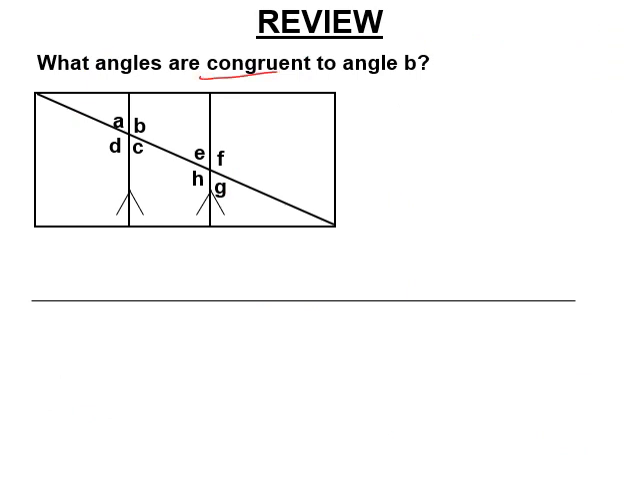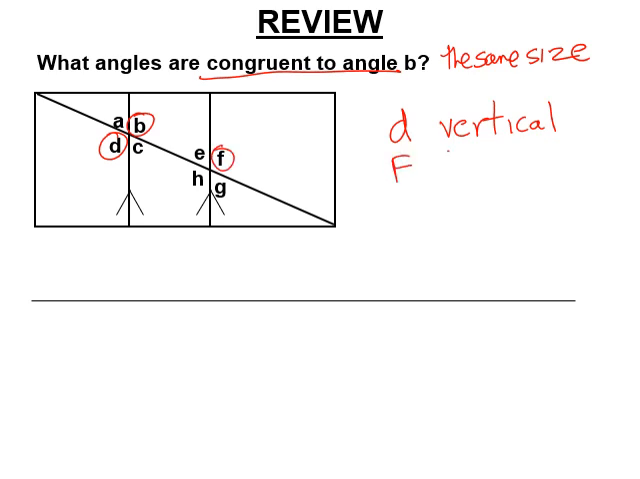So what angles are congruent to angle B? That means the same size, right? So B is there. Well, D is the same size because it's vertical. And right, we're going to write the reason. So it's vertical. And then F is the same size because it's corresponding, another vocabulary word.